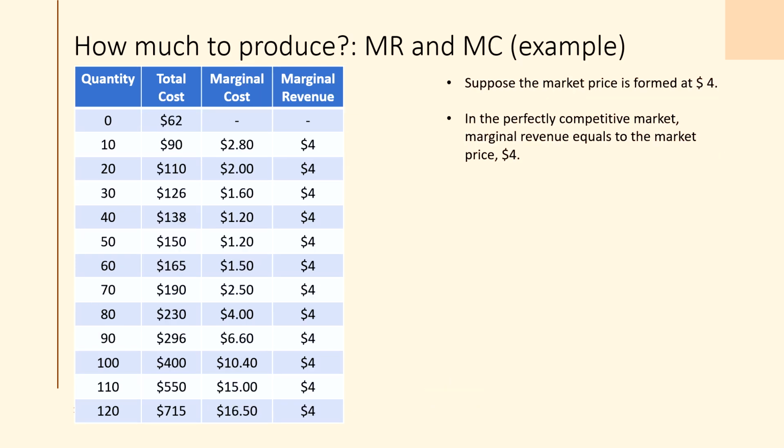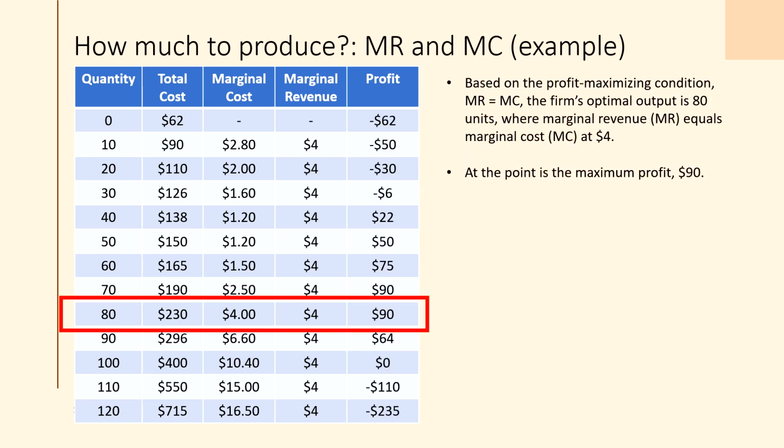Now we compare marginal cost with marginal revenue. Since marginal revenue is constant at 4, we look for the quantity where marginal cost equals 4. From the table, we see that this occurs at 80 units. Now we confirm this using profit values. At 80 units, profit is $90, which is the maximum. This confirms that the marginal revenue equals marginal cost rule gives us the profit maximizing output.